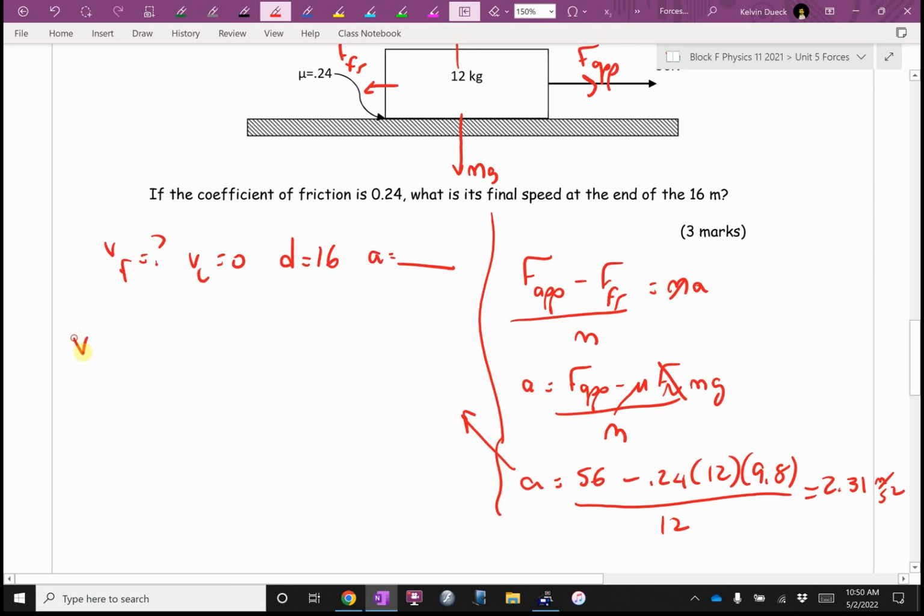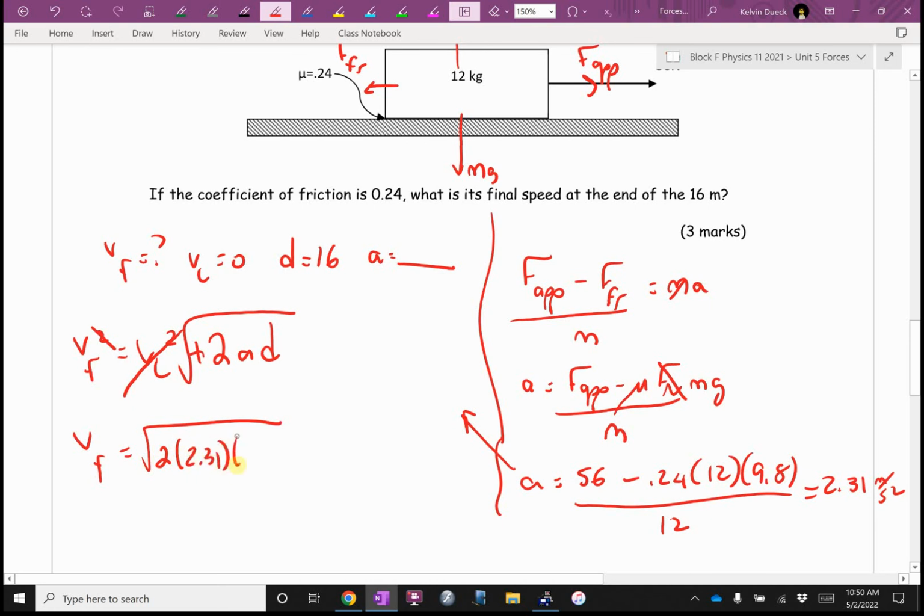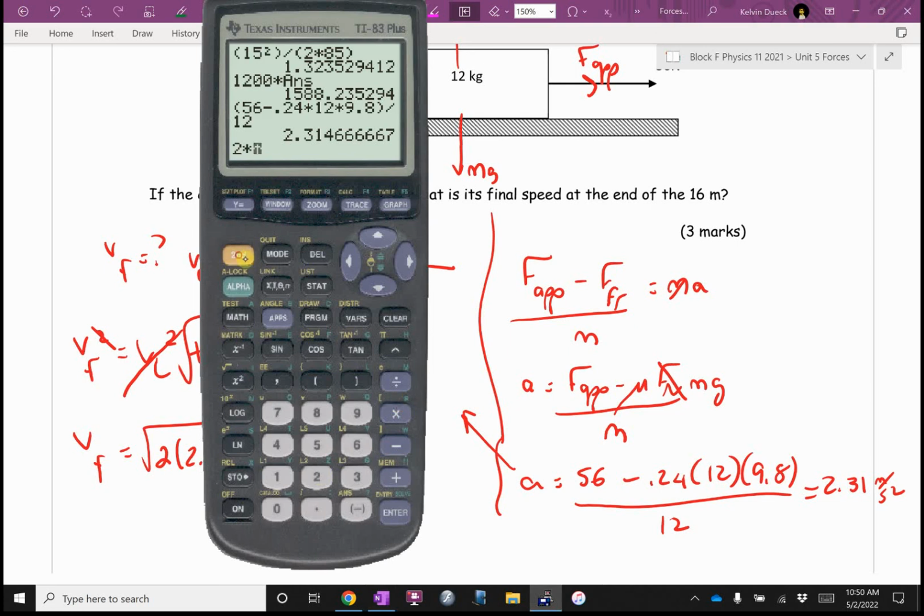I think I'm going to use VF squared equals VI squared plus 2AD. Although since VI is 0, I can get rid of that. And how do I get rid of a squared? Square root. So I think I'm going to get VF equals the square root of 2 times, I'm going to write 2.31, but I'm going to use my answer button, times 16. 2 times answer button times 16, square root of that, 8.6.